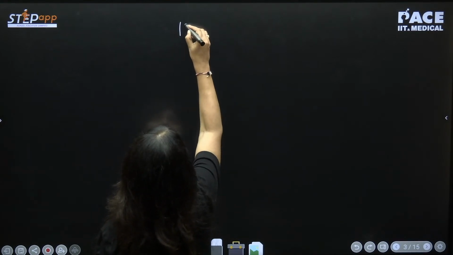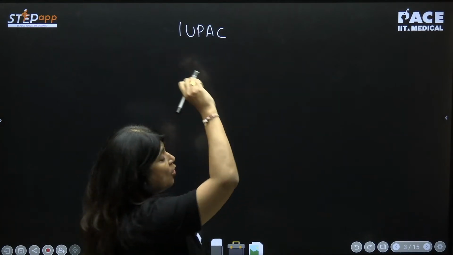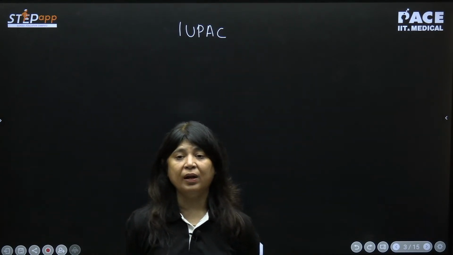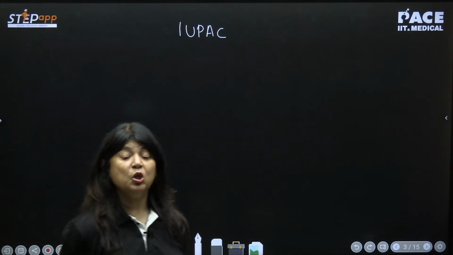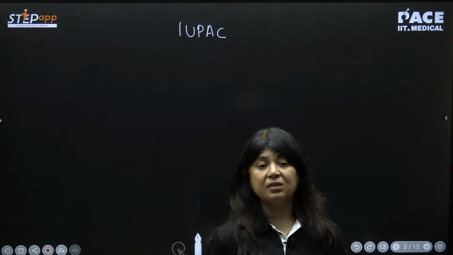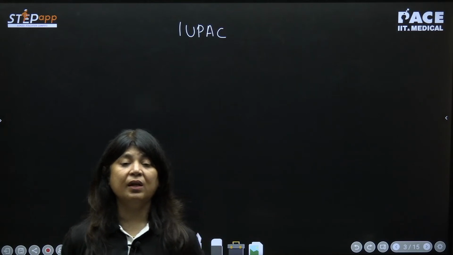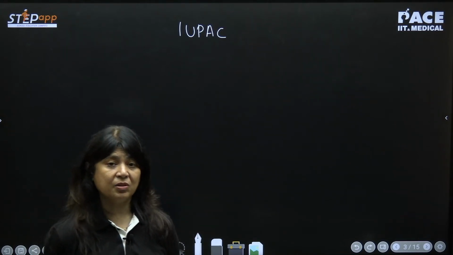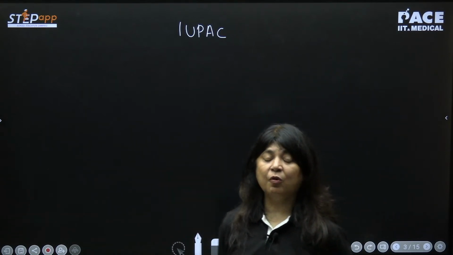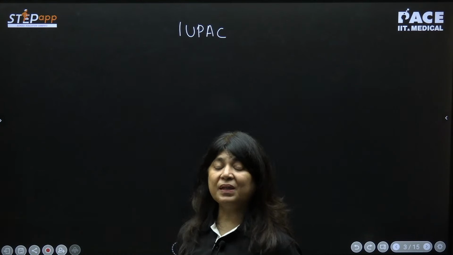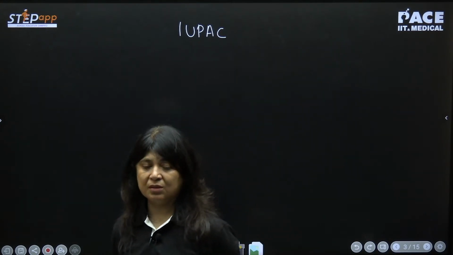Now the IUPAC system, which stands for International Union of Pure and Applied Chemistry. This system is formed by the UNESCO. Okay, so the IUPAC system is formed by the UNESCO. IUPAC stands for International Union of Pure and Applied Chemistry. So it's a standard system used throughout the world for naming of organic compounds. So basically standardization of the naming is given by the IUPAC system.